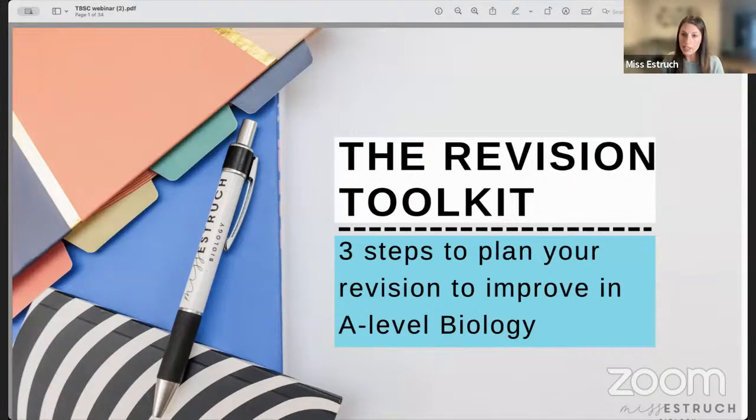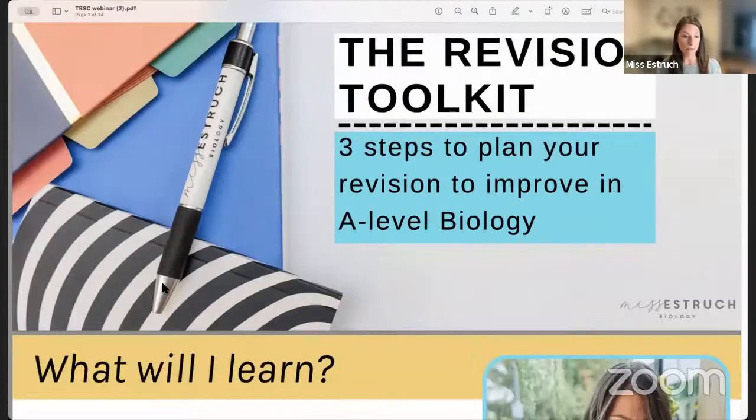But for now then, the revision toolkit. Welcome everyone. I'm going to be going through a 3-step plan to help you improve your revision and your grade. So I can see some of you were saying in the chat, you've done a test, you felt like you revised really well, you didn't do as well as you hoped, or you're not improving. By the end of this session, you should have some strategies to put in place immediately to start improving.